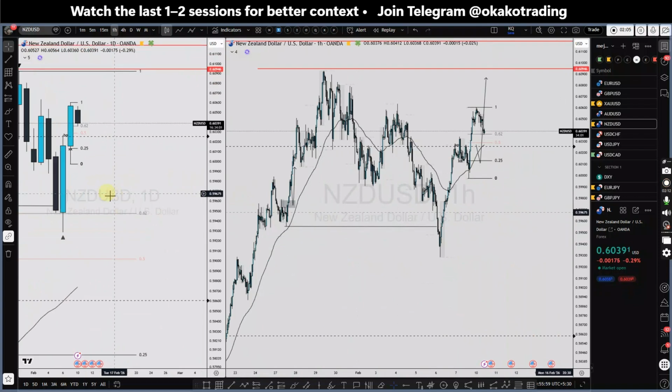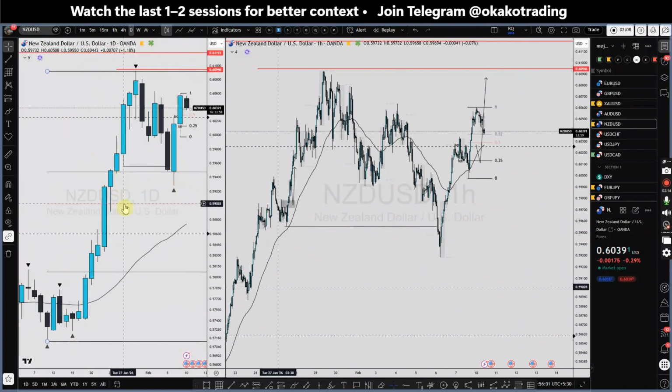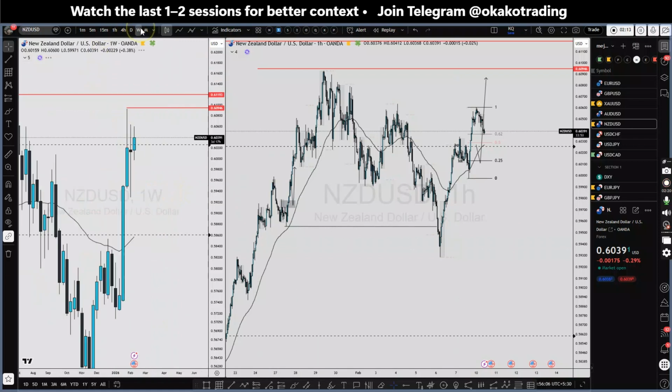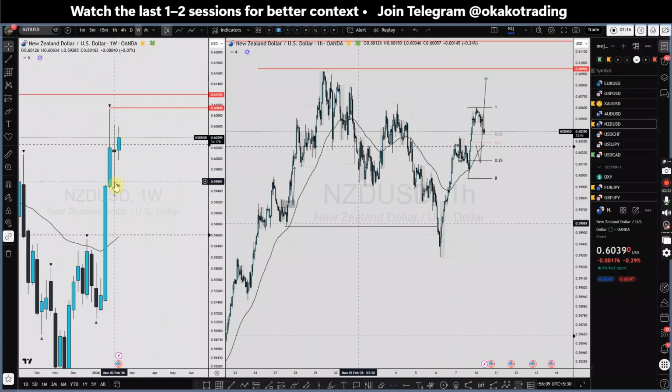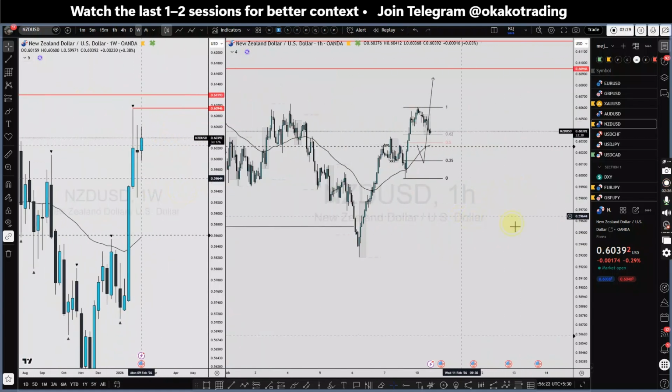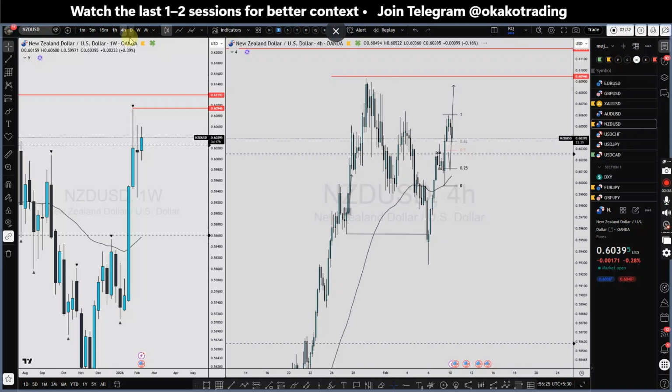NZD USD is something where we can get a setup. I think the daily bias is bullish. Price is beautifully bouncing above 38.2, and the weekly bias is also bullish. The last previous weekly candle actually cleared the weekly low before it, and then strongly closed above. So we can target towards this high and this high too, and eventually this high too.